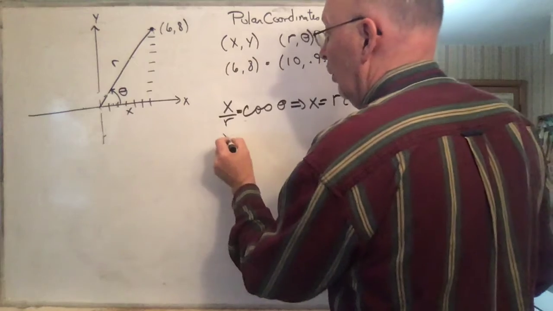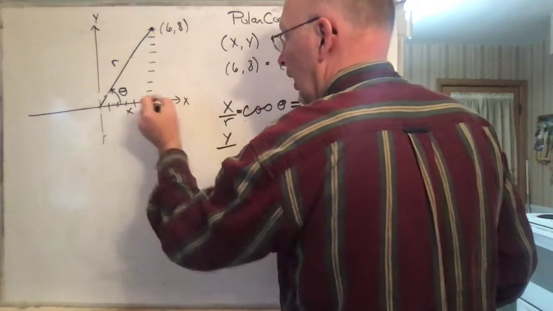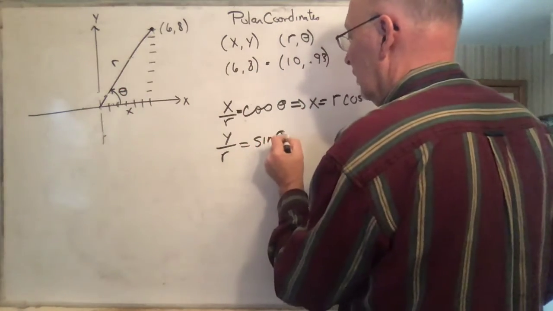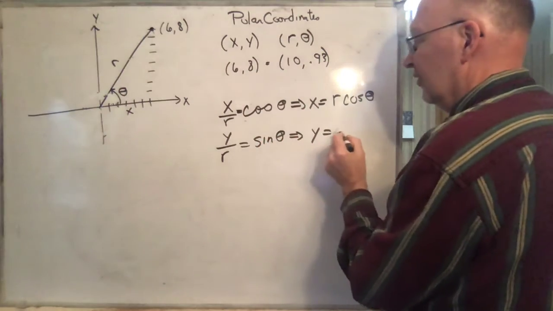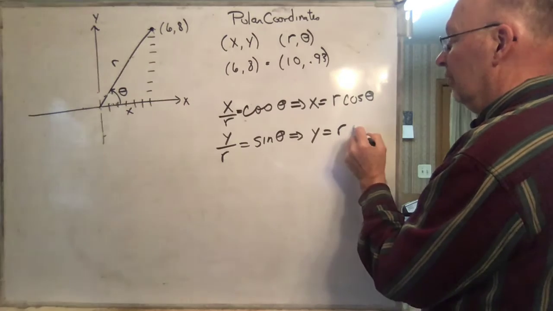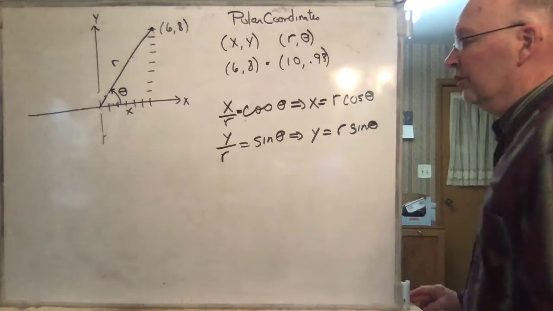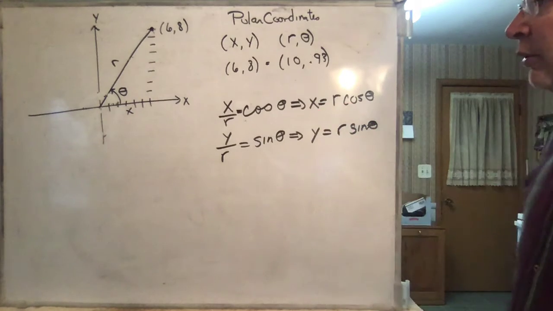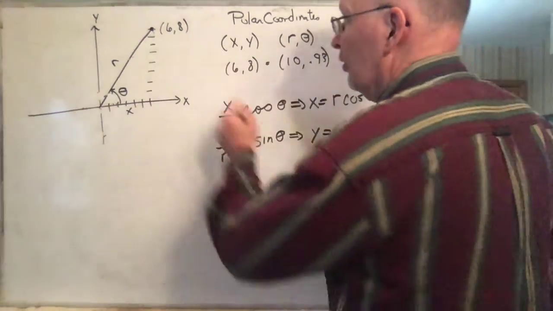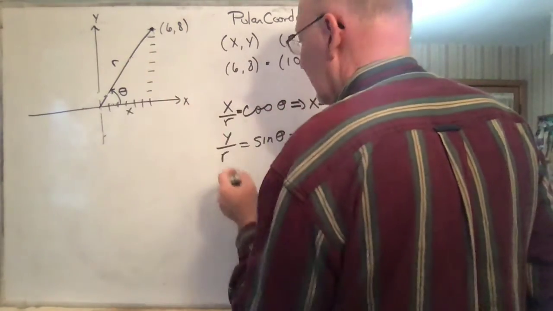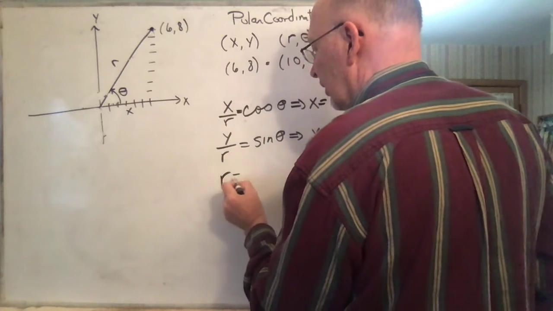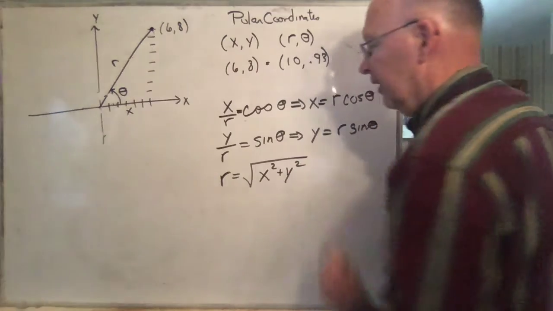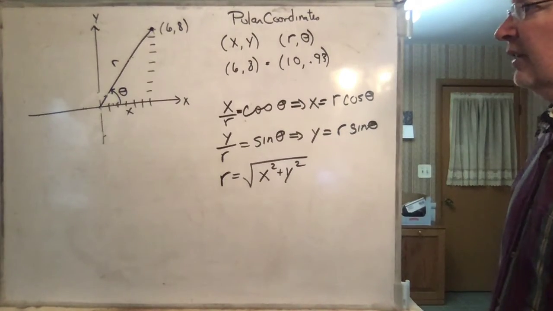And similarly, y over r is equal to the sine of theta. And so that means that y is equal to r times the sine of theta. So if you know the polar coordinates, those are ways to get to your rectangular coordinates. If you have your rectangular coordinates, how do you get the polar? It's easy enough to get r. r is just going to be the square root of x squared plus y squared. That's the Pythagorean theorem.